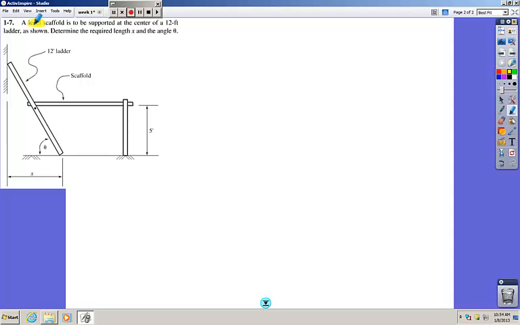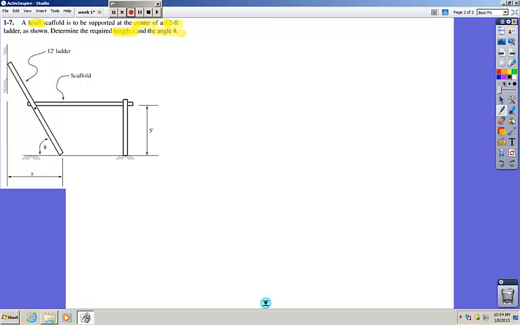So we know that the scaffold is running parallel to the horizon, parallel to the ground. It's supported at the center of a 12-foot ladder. And you can see we've pointed to the scaffold and the ladder. So now we have to determine the required length of x and the angle theta.